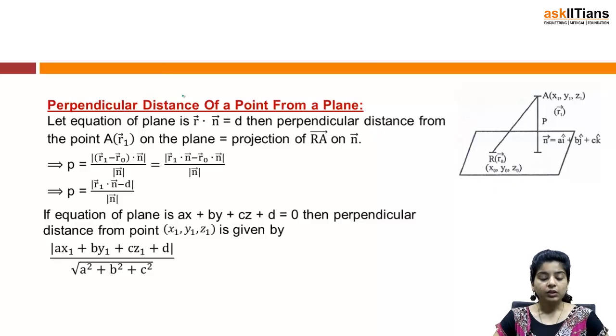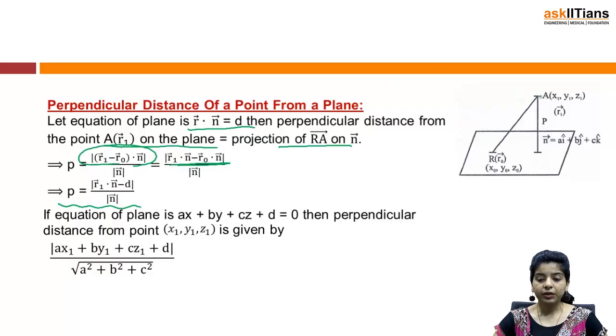So now we will discuss how do we find out the perpendicular distance of a point from a plane. Let the equation of plane be r dot n is d, then the perpendicular distance from the point A on the plane, r1, is equal to the projection of r1 minus r0 on n. P is equal to mod of (r1 minus r0) dot n by mod n, that means magnitude of n vector. If you open this up, you will get this, and therefore we finally have P.